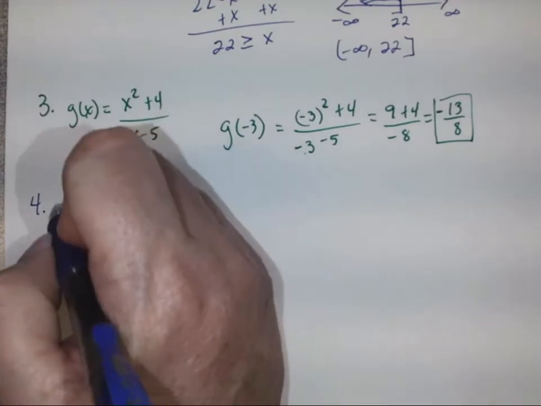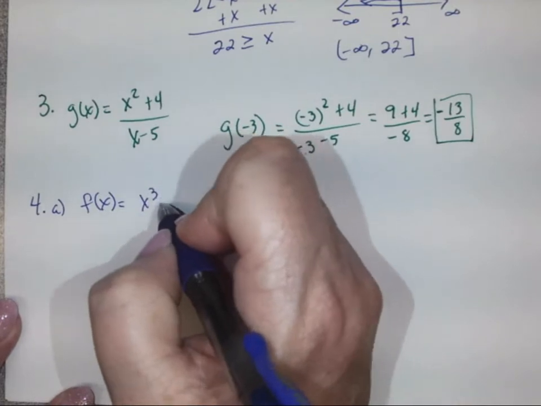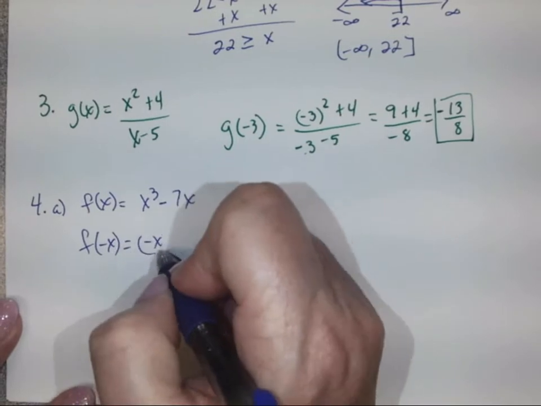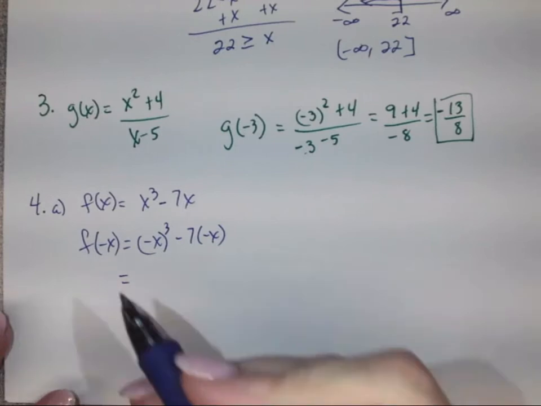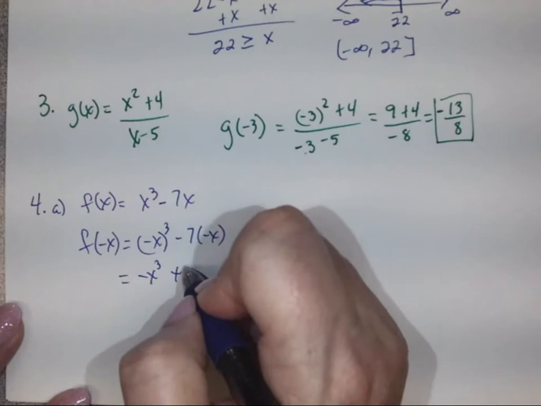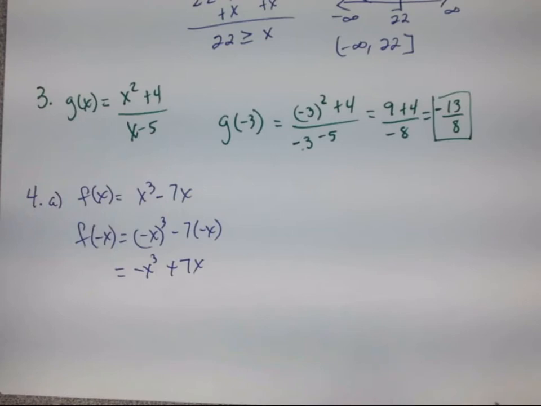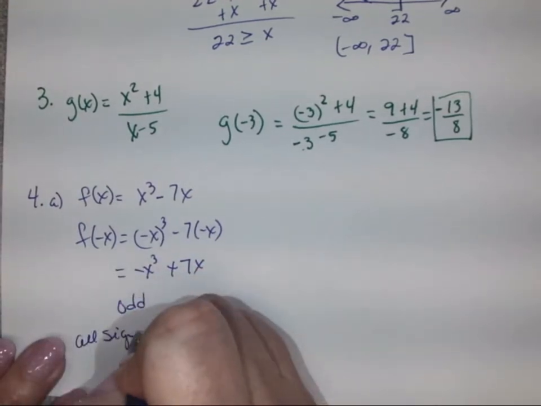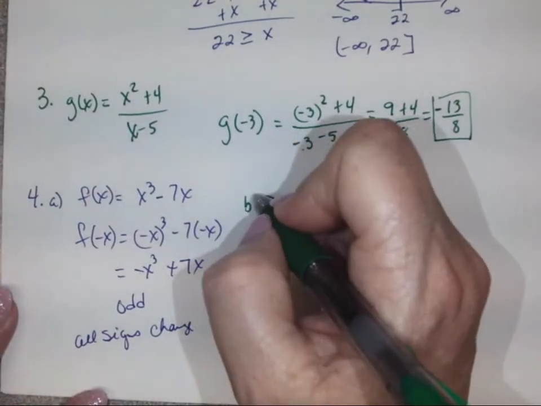So we have part A will be f of x is equal to x cubed minus 7x. So plugging in negative x, negative x cubed will be negative x cubed. Negative 7 times negative x will be positive 7x. Now, all the signs changed, so it will be odd because all signs change.